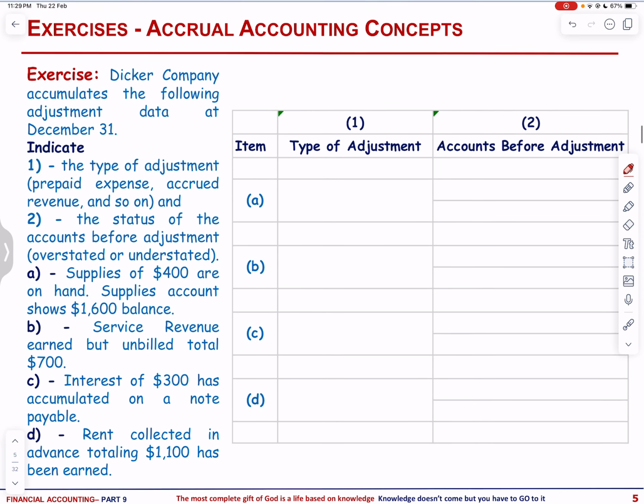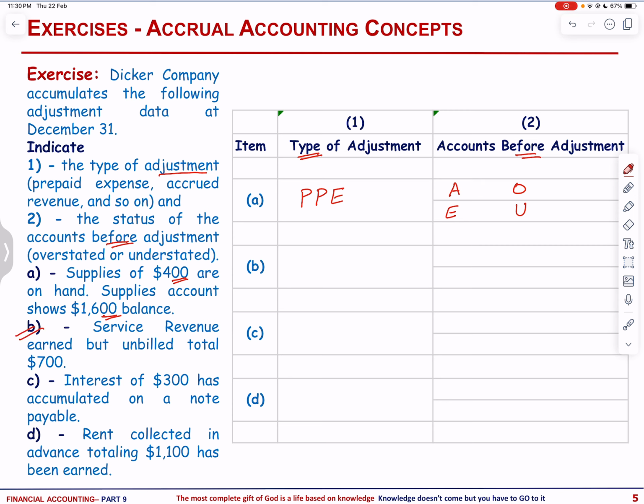Let us move on to the next exercise. So we have the following information and we have to indicate the type of adjustment and the status of the account before adjustment. In the following cases, first of all, supplies of 400 are on hand. Supplies account shows 1600 as balance. So this is an adjustment of prepaid expense, and before adjustment assets are overstated while expenses are understated.